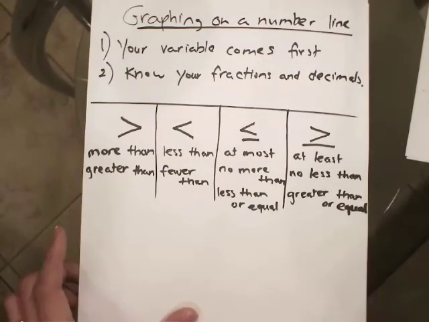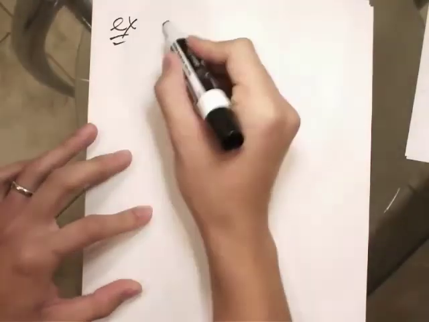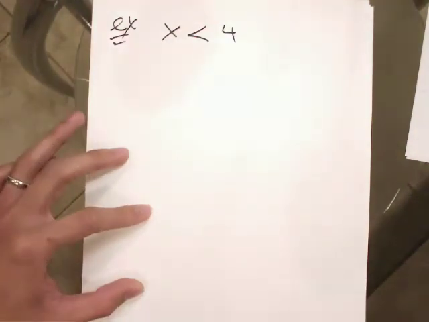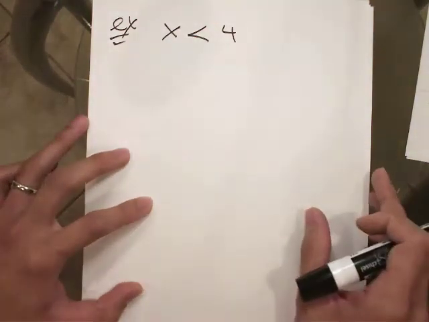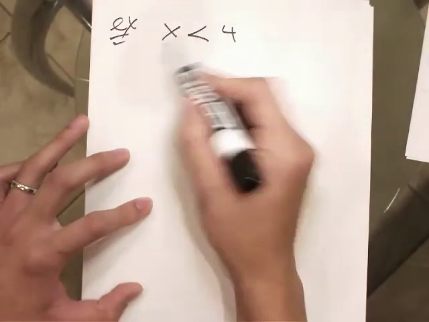Okay, so let's start with our first example for this particular concept of graphing on a number line. Here's my first example for you. So pretend I have this inequality. Let's go ahead and try to read this out loud with me. This is x less than 4, right? x is less than 4.